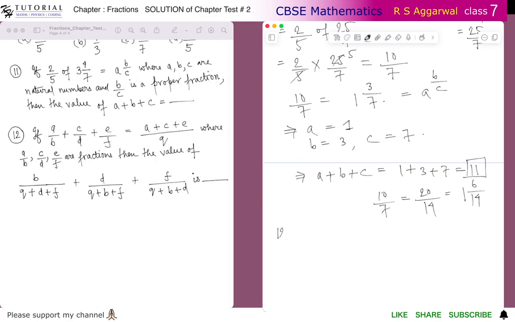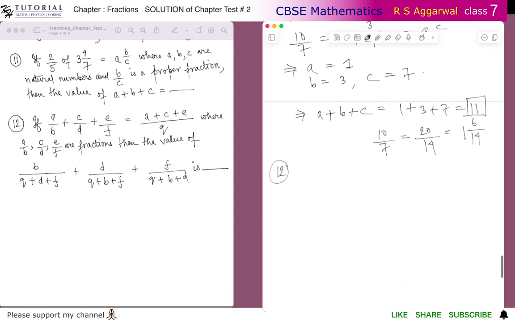Now let's do the last question, 12. It says that if a/b + c/d + e/f = (a + c + e)/q, where a/b, c/d and e/f are fractions, then find the value of the given expression.